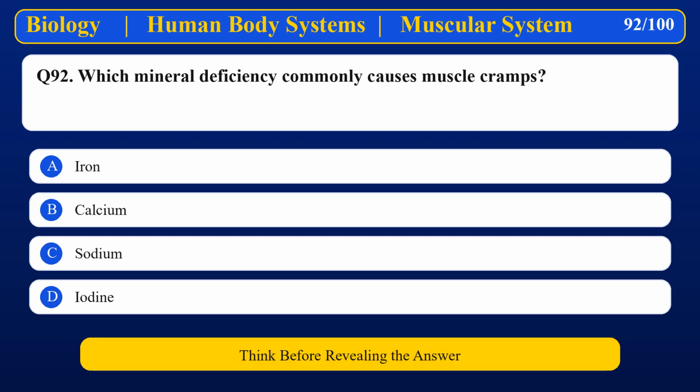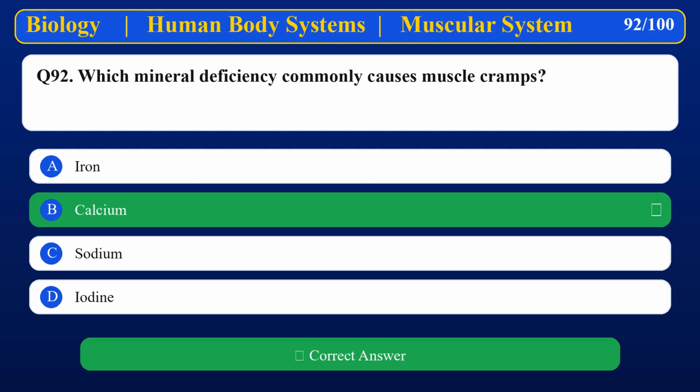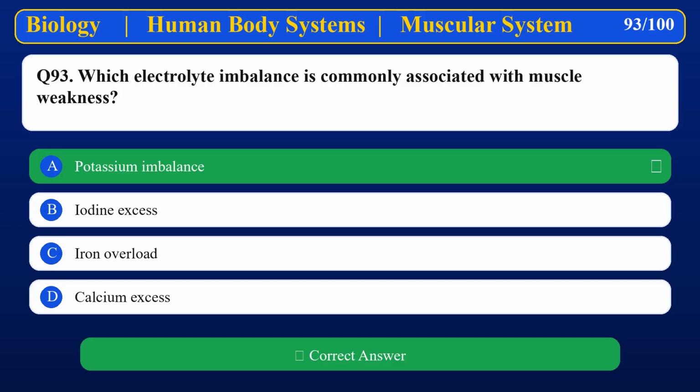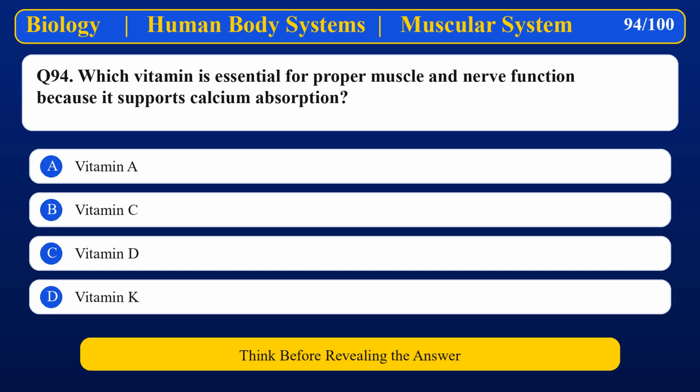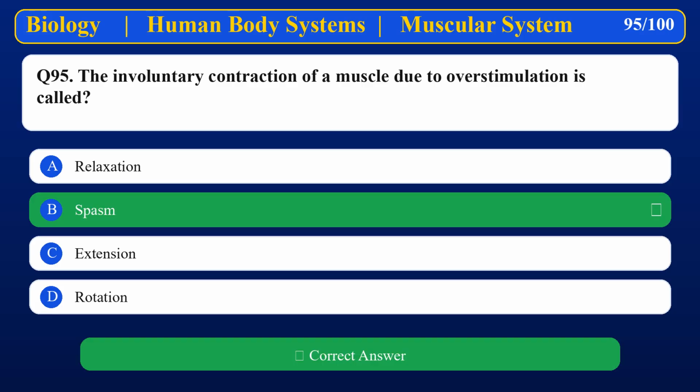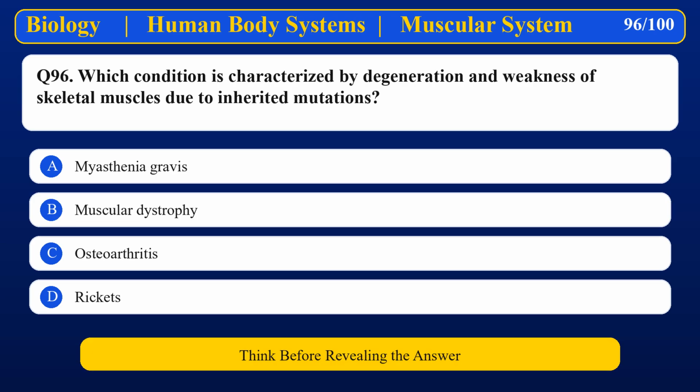Isotonic. Which mineral deficiency commonly causes muscle cramps? Calcium. Which electrolyte imbalance is commonly associated with muscle weakness? Potassium imbalance. Which vitamin is essential for proper muscle and nerve function because it supports calcium absorption? Vitamin D. The involuntary contraction of a muscle due to overstimulation is called? Spasm.